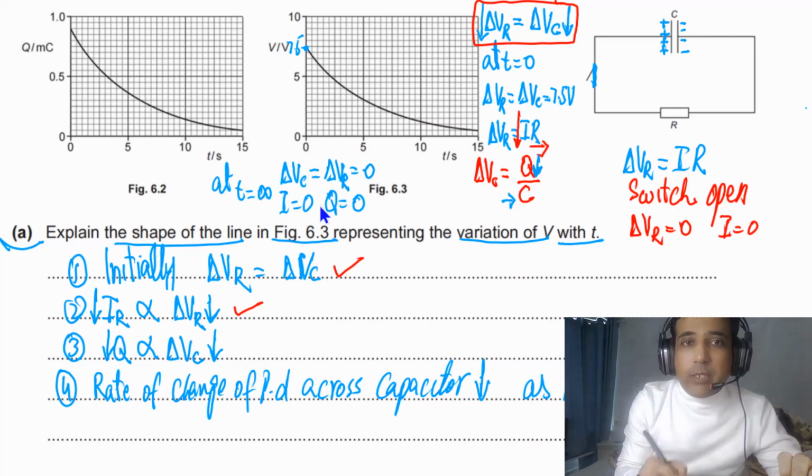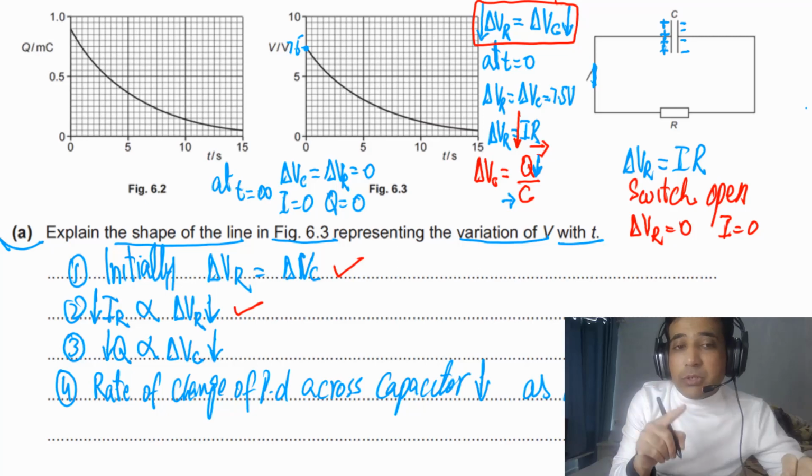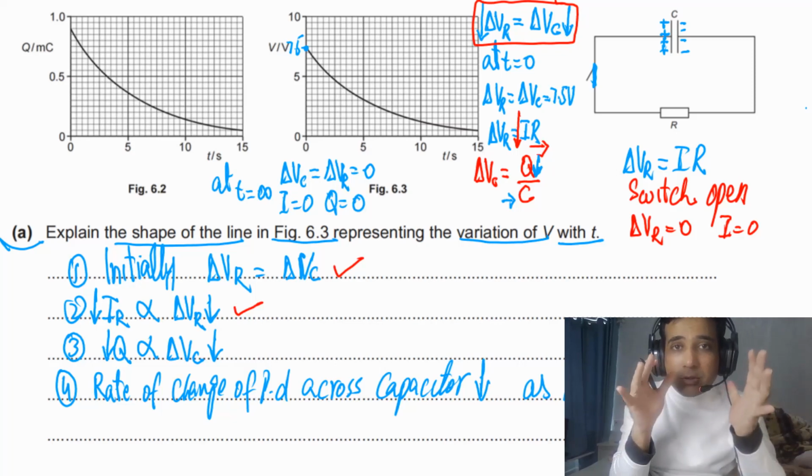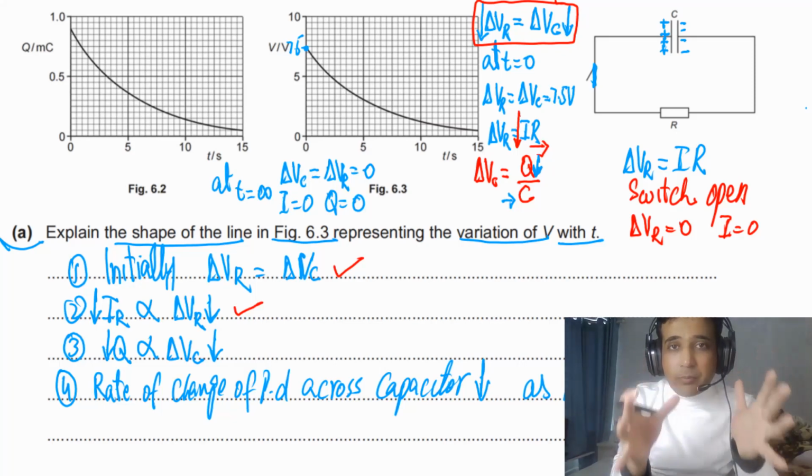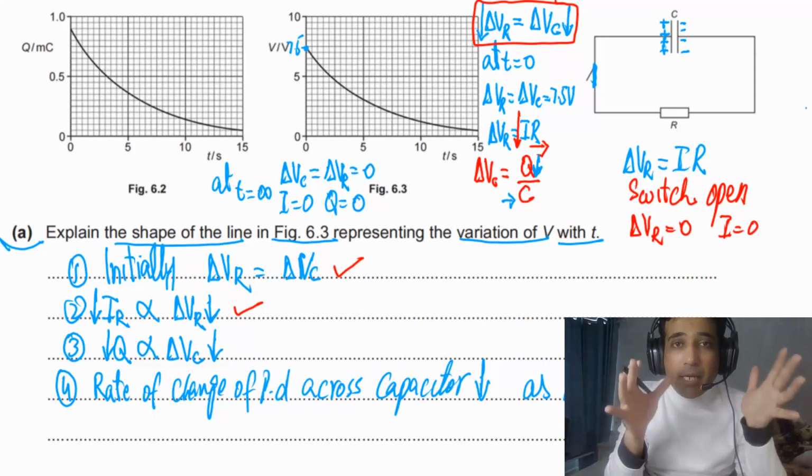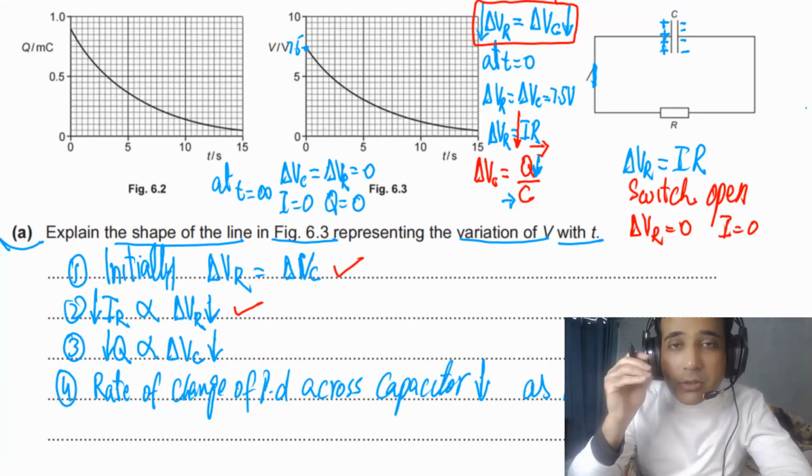And the fourth one, we need to talk about the gradient of this one, meaning the rate of change of PD. So in this case, the rate of change of PD is decreasing because PD across the resistor is decreasing. Now you can say PD across the capacitor is decreasing. So this is how you need to approach this type of problem. I hope discharging of a capacitor is clear to you.